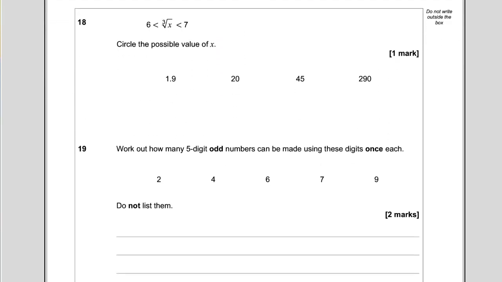Question 18. Circle the possible values of x. So 6 is less than the cube root of x, which is less than 7.